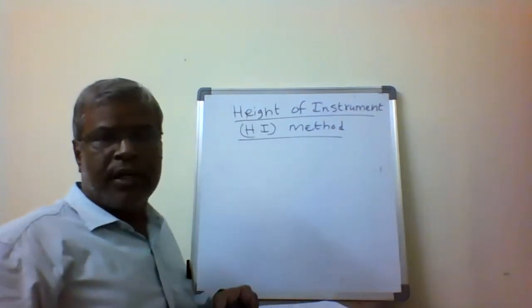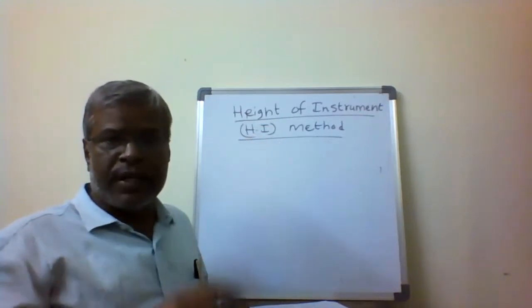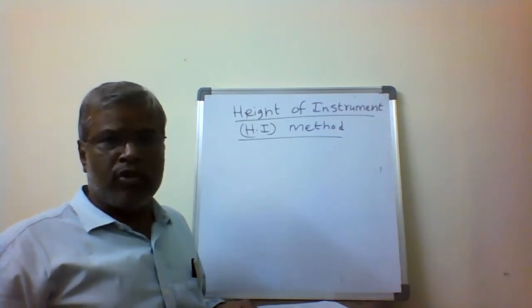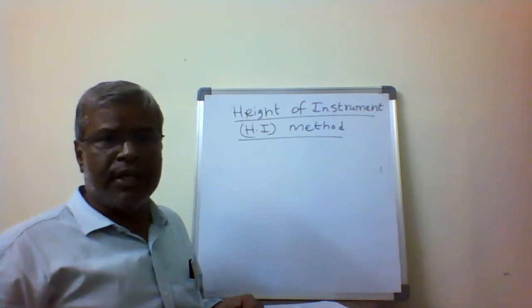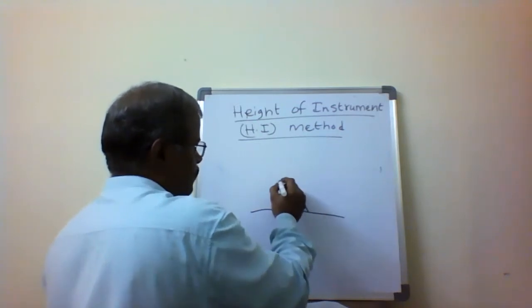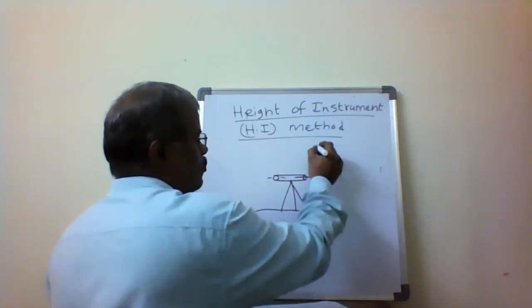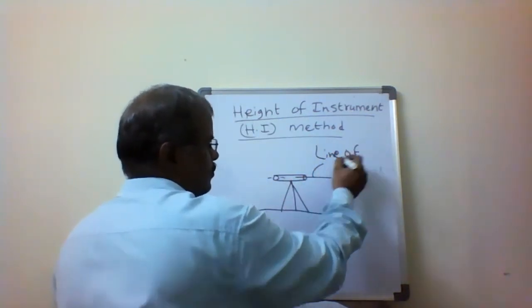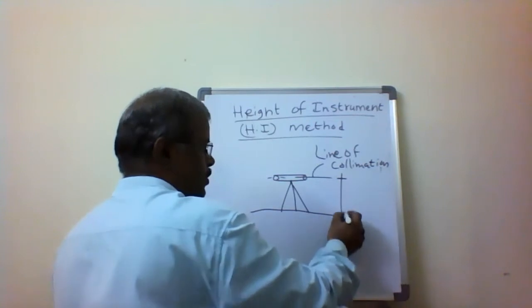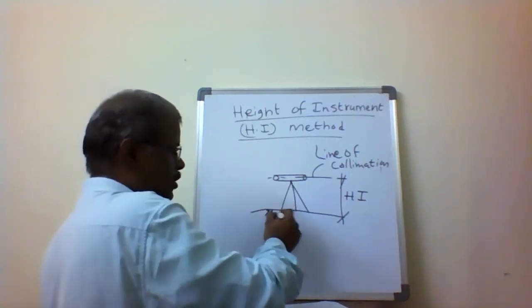First, you have to understand that the height of instrument is not the true vertical height of the instrument from the ground. It is with respect to the line of collimation. The height measured with respect to the line of collimation is what we call the height of instrument. So this is the instrument, this is the line of collimation, and this is the height of instrument.